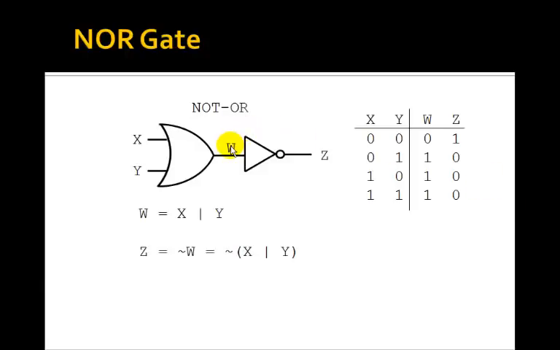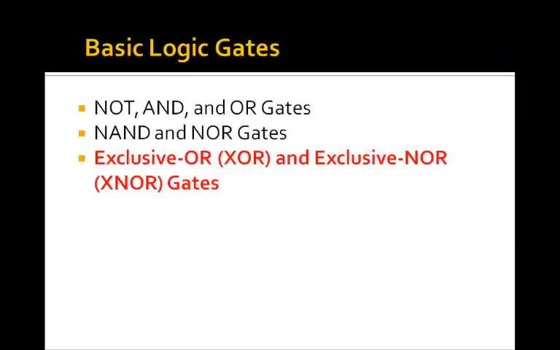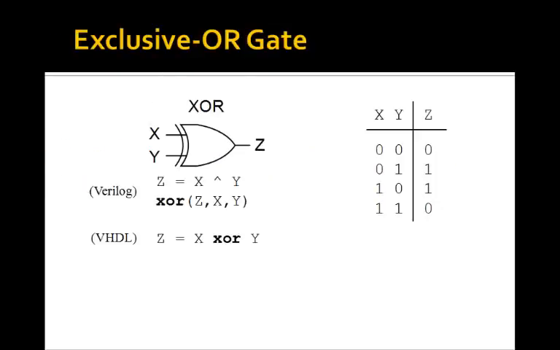Again, you can see that the output W of the OR gate, remember, was 1 if any of the inputs are 1, and if we invert it, then we get the output of the NOR gate. Finally, let's look at exclusive OR and exclusive NOR gates. Here's the symbol for the exclusive OR gate. It looks like an OR gate, except it has this extra curved line in the front.